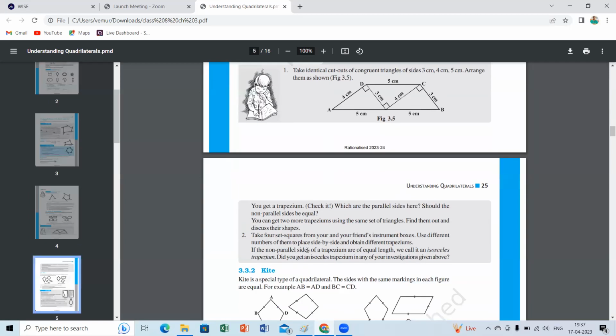Now coming to the next part. Ma'am, if we join three triangles, we get a trapezium. I mean, if we adjoin an odd number of triangles, we get a trapezium, and if we adjoin an even number of triangles, we get a parallelogram. Absolutely. You can notice it in our figure also. If you remove the last one, it is absolutely a parallelogram. If you connect that one, it's a trapezium.